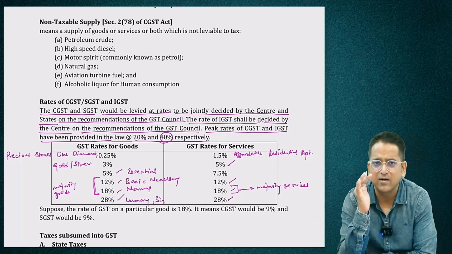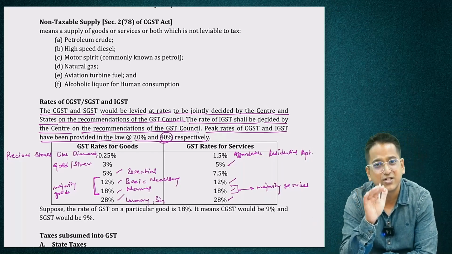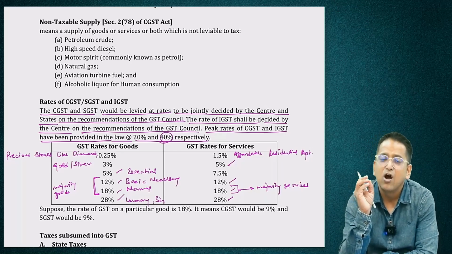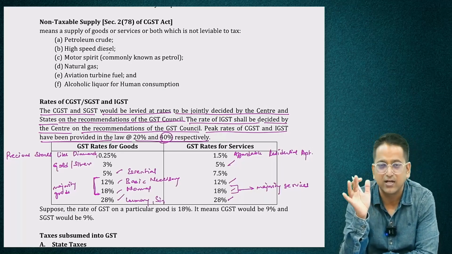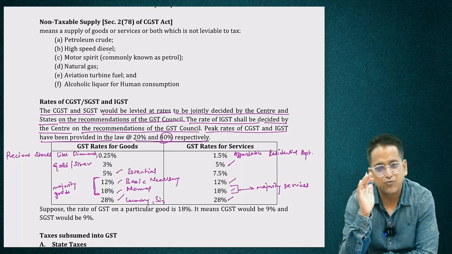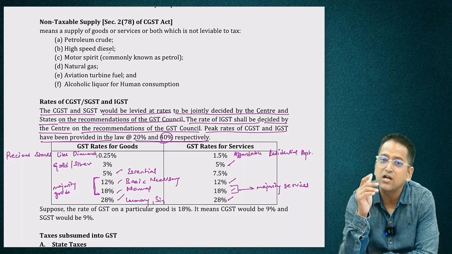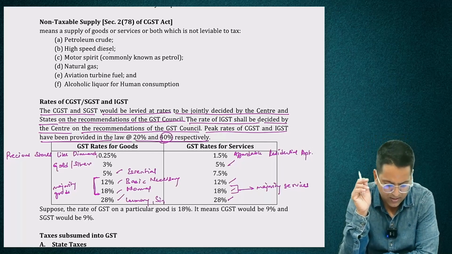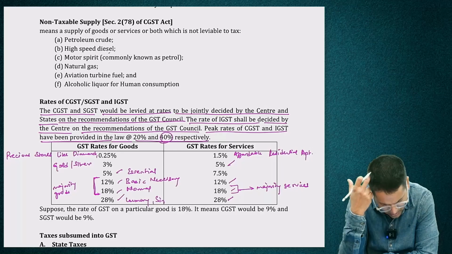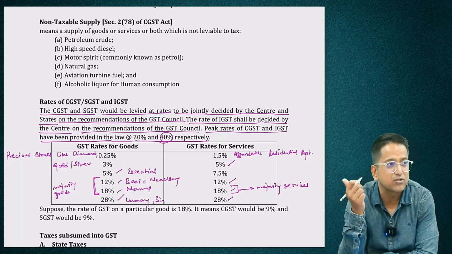So until the flat is built and completed, it's called construction services. GST is applied on construction services. It's GST on services. How much GST? In affordable housing, it's 1.5%. Now, what is affordable housing?